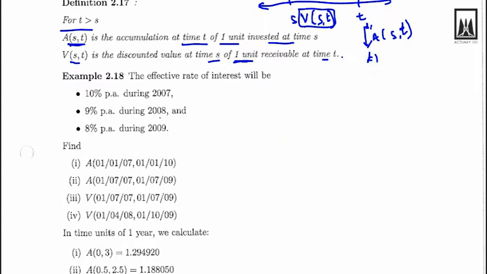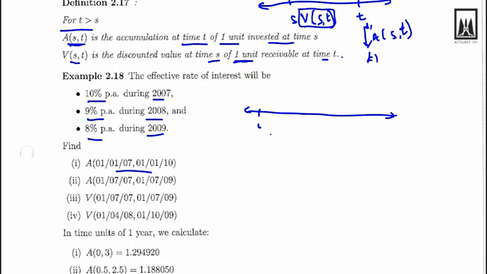It's very similar to the example that we did in the previous video. We have different interest rates per annum, effective per annum, for different years. So for 2007, 2008 and 2009, we have different effective interest rates. Let's see the first question that we have. First, let's draw a simple timeline.